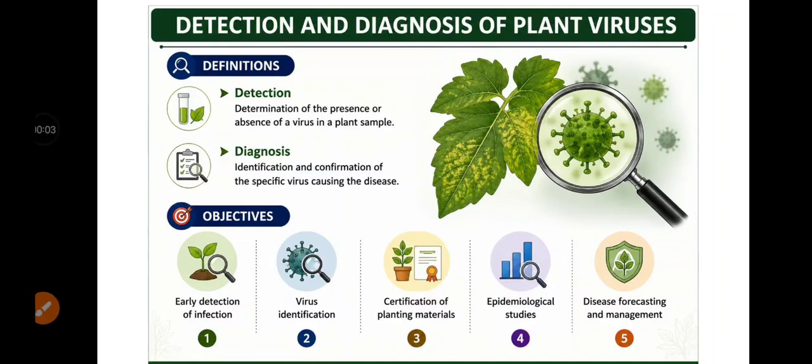Detection of plant virus means to determine whether a particular virus is present in the plant sample or not. Whereas diagnosis means to diagnose, or to identify or confirm a specific virus, whether that specific virus is present or not. So we will identify that particular virus.